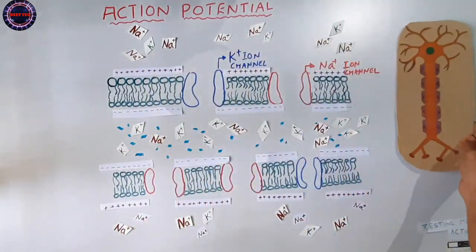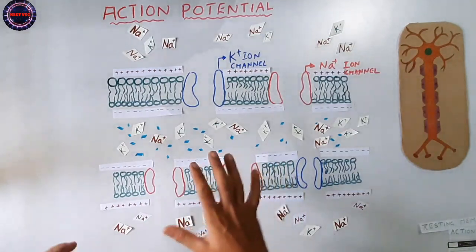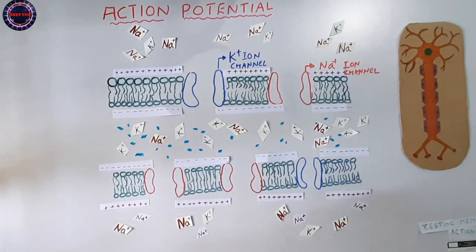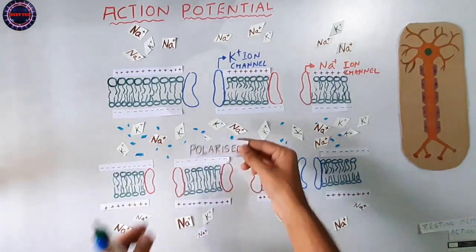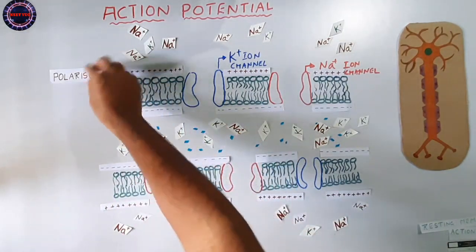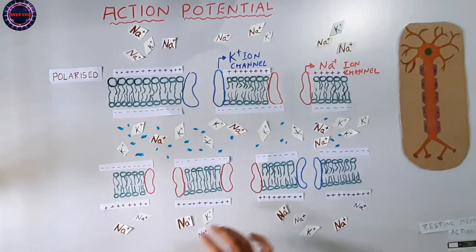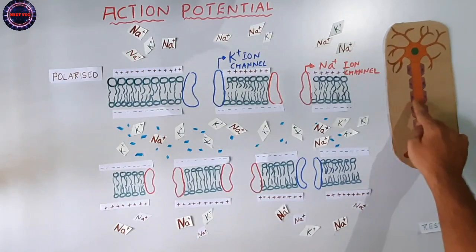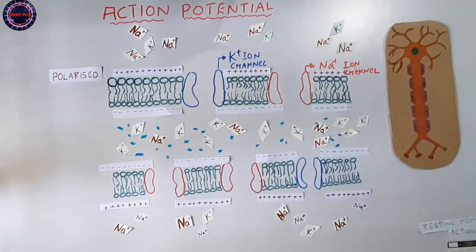Okay, now let us understand the structure of the neuron, because all neurons are excitable cells. Why are neurons excitable cells? Simple, because they are always in a polarized state. Okay, so this is a very important thing to note. Neurons are always in a polarized state. What is the meaning of this polarized state?